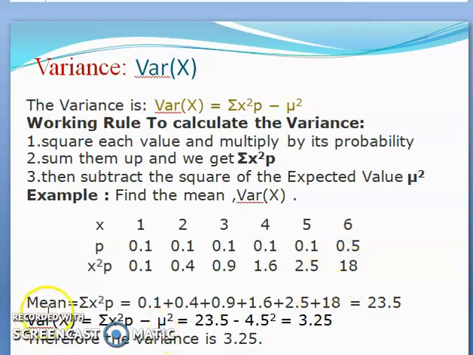So the mean mu equals sigma of x squared times p. After addition of these values, we get 23.5. So this is the value of mu. And the formula of variance is sigma x squared times p minus mu squared, that is 23.5 minus 4.5 squared. This is the mean value. It equals 3.25. Therefore, the variance is 3.25.